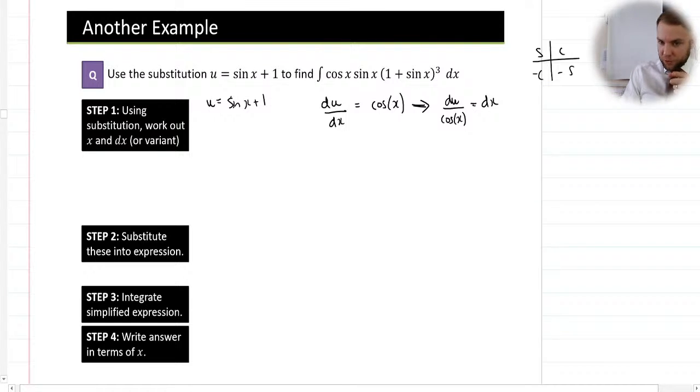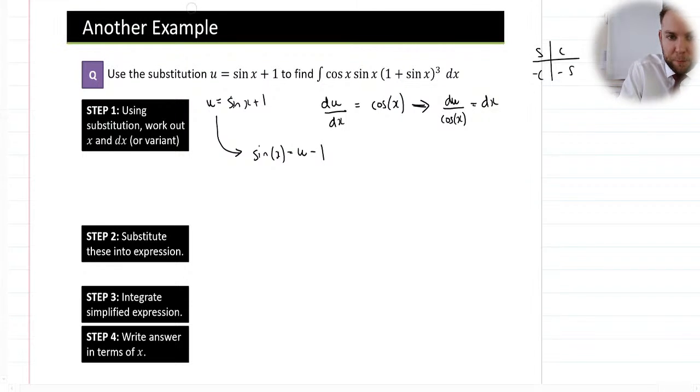Now, I'll talk to you a little bit about this in a second. You might panic about this cos inside of here, but actually we don't need to worry about that cos inside of there because they will cancel later on. The only thing we do need to worry about is rearranging this to be equal to sine. So if I rearrange this to be equal to sine, it's going to be sine of x is equal to u minus 1. And you'll see how they all fit in a second.